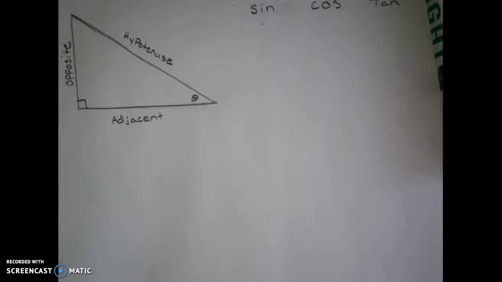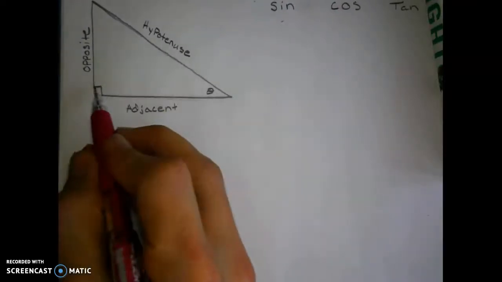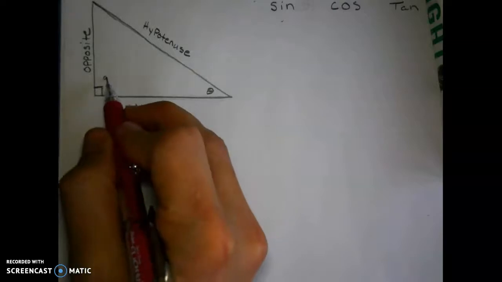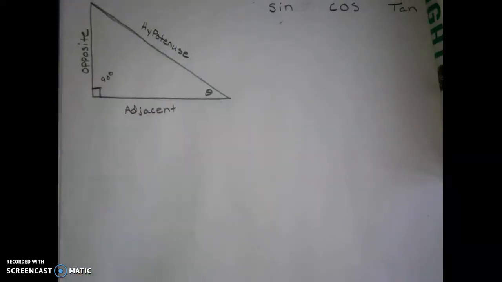Okay, so this video is going to be on the introduction of right triangle trig. Before we can start solving things or using trig, we need to talk about what a right triangle looks like. So here's a right triangle. The reason I know it's a right triangle is because we have a right angle. This angle is 90 degrees, which is a right angle. That's how we know that this is a right triangle.